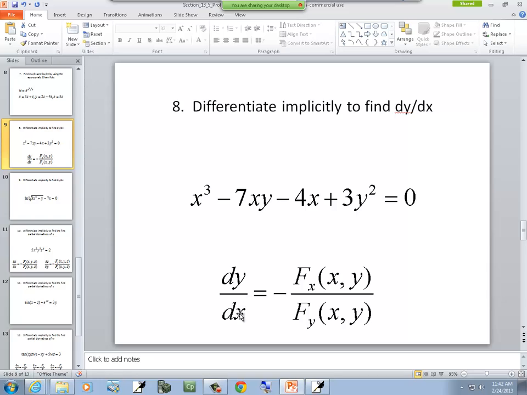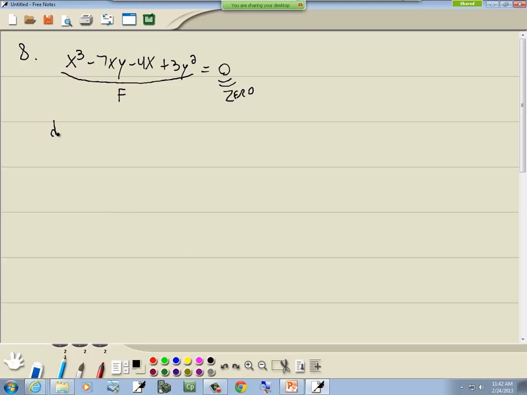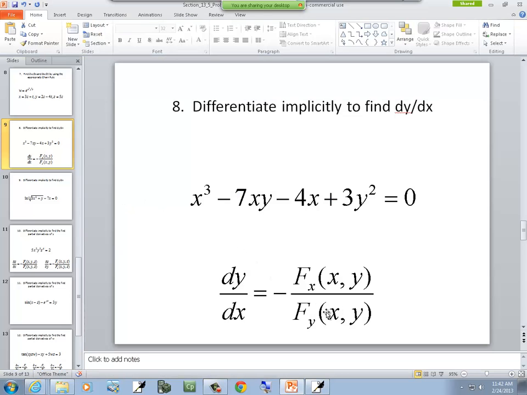And to find dy dx is just a formula. We take the partial with respect to x over the partial with respect to y with a negative out in front. So for dy dx, we're going to have negative the partial of x over the partial of y. It's just our formula here.